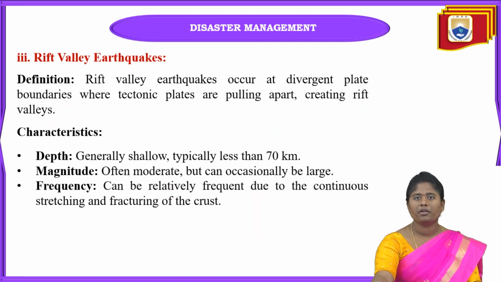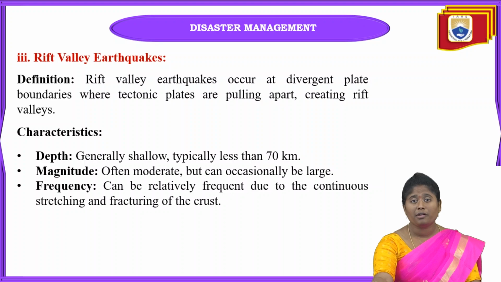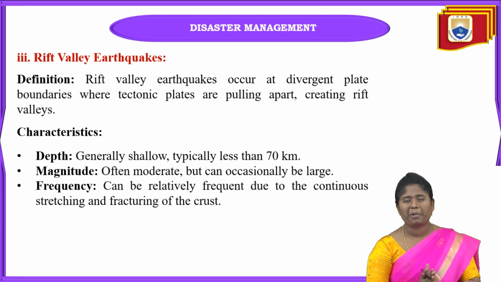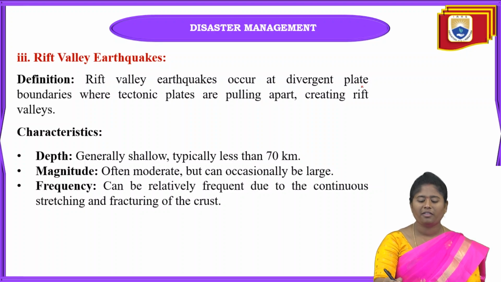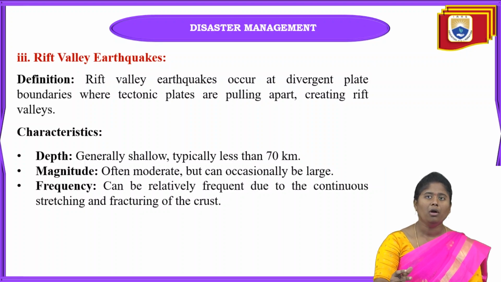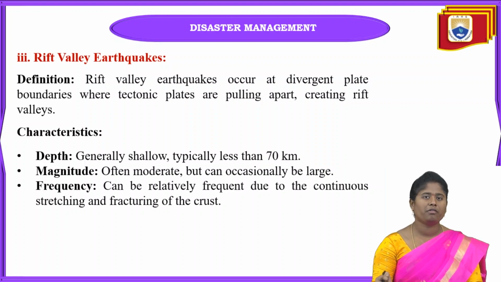Next one is the Rift Valley earthquake. Why do these Rift Valley earthquakes occur? These earthquakes occur only at divergent plate boundaries. At that time, the tectonic plates are pulling apart. There is just a pulling off of the plates. This creates the rift valleys.